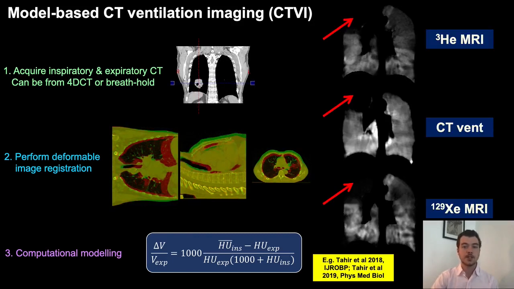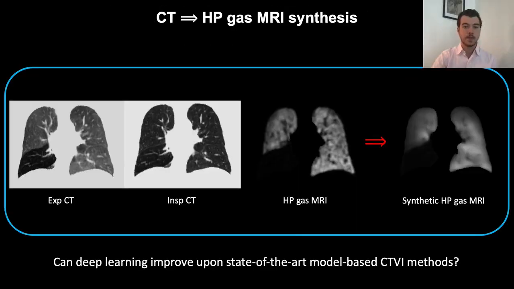Recent advances by Dr. Tahir and colleagues have shown that these CT ventilation models moderately correlate with hyperpolarized gas MRI. In this study, we assess whether deep learning-based methods can significantly improve upon state-of-the-art CTVI methods.